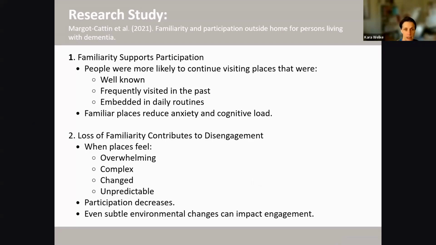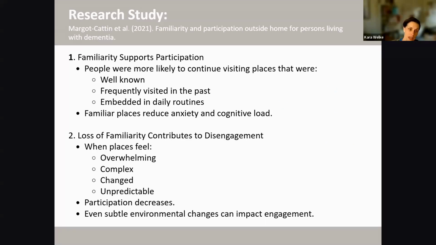People were more likely to continue visiting places that were well known, frequently visited in the past, and embedded into daily routines, which again, when we're working with older adults and people with dementia and their caregivers, we do talk about routines, continuing to go to places that they're used to going to, and keeping it in a regular cadence versus just every once in a while. And if you continue to go to the familiar places, that helps to reduce anxiety and cognitive load.